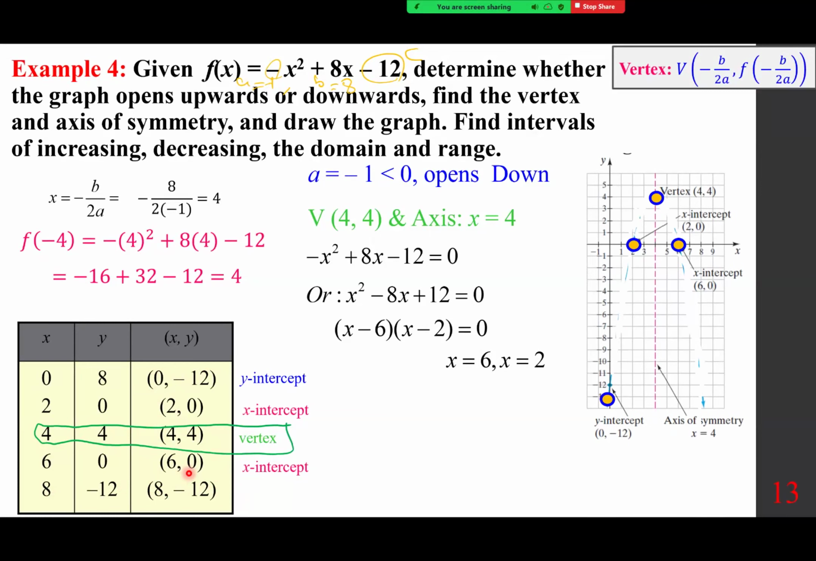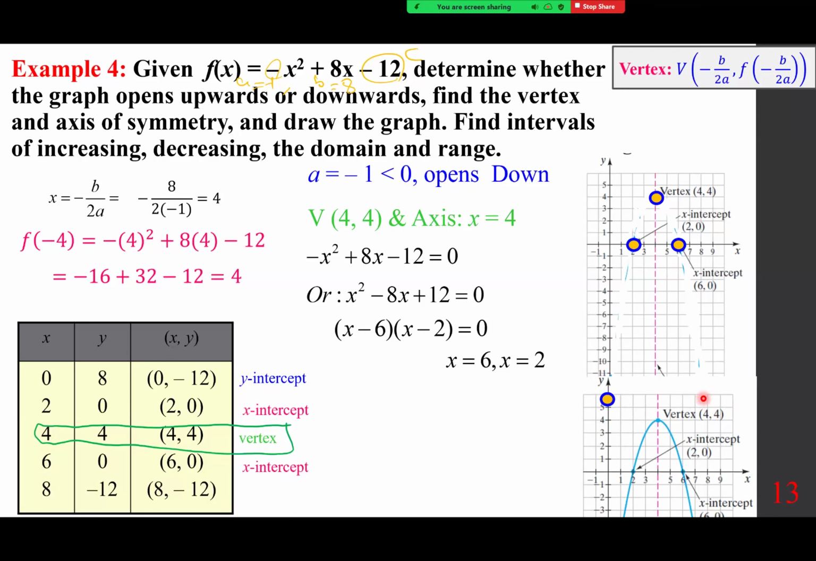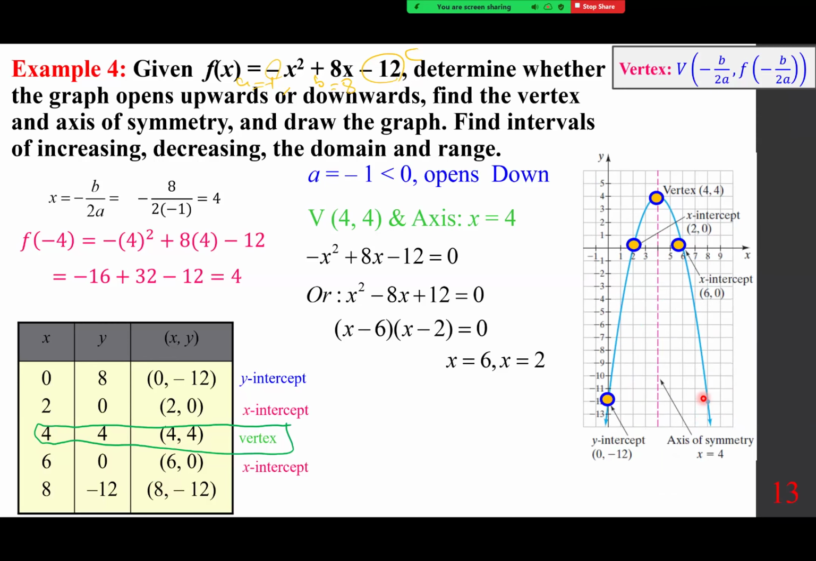So first, let's look at all those pairs. Here's the vertex at 4, 4. Here are the x-intercepts of 2, 0 and 6, 0. Here's the y-intercept of 0, negative 12. Corresponding to that, we have 8, negative 12. Okay? And if you put them together, it looks like that. And again, you can see this point.